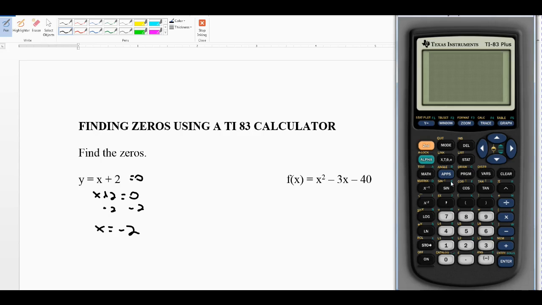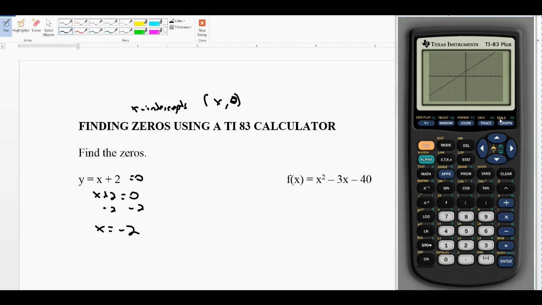Now with the graphing calculator, what we're going to do is type in y equals x plus 2 and then graph it. Now zeros is the same thing as x-intercepts. X-intercepts are always of the form x comma 0. So there's several ways that we can find this value. One thing is to look at the graph where it crosses the x-axis, because that's what x-intercepts do. They intercept the x-axis, and it looks like it's crossing at -2.